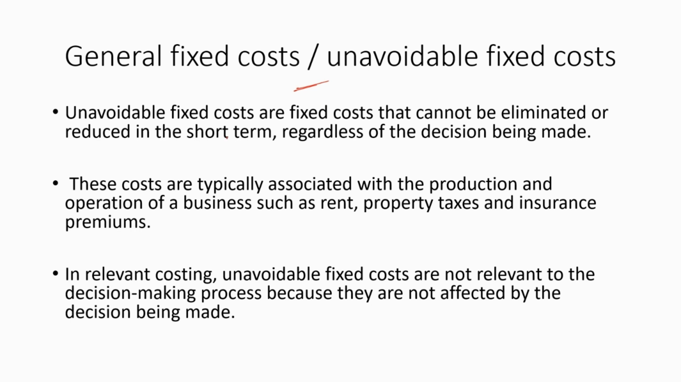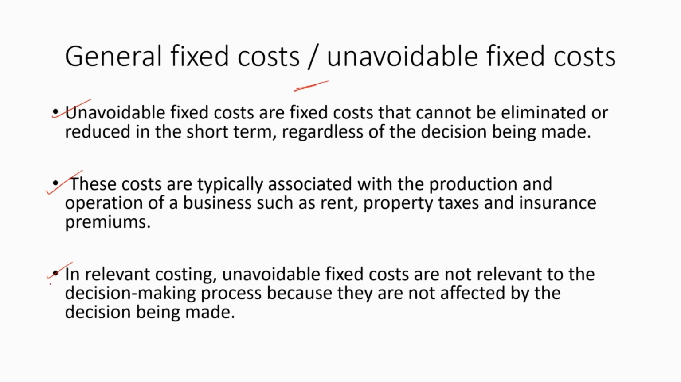General fixed costs, or unavoidable fixed costs. Unavoidable fixed costs are fixed costs that cannot be eliminated or reduced in the short term, regardless of the decision being made. These costs are typically associated with the production and operation of a business, such as rent, property taxes, and insurance premiums. In relevant costing, unavoidable fixed costs are not relevant to the decision making process because they are not affected by the decision being made.